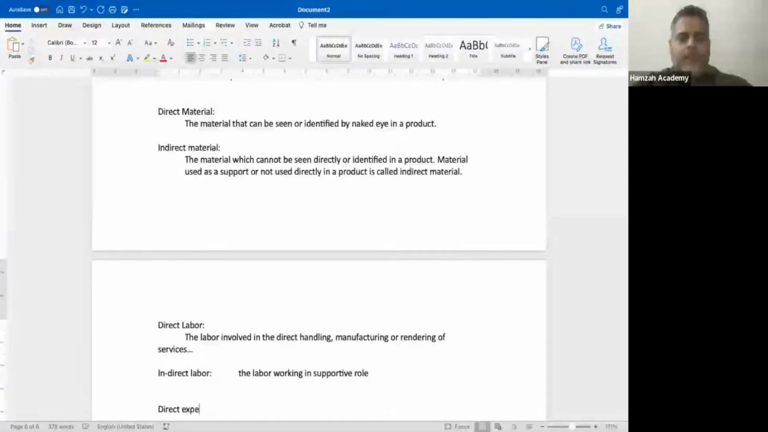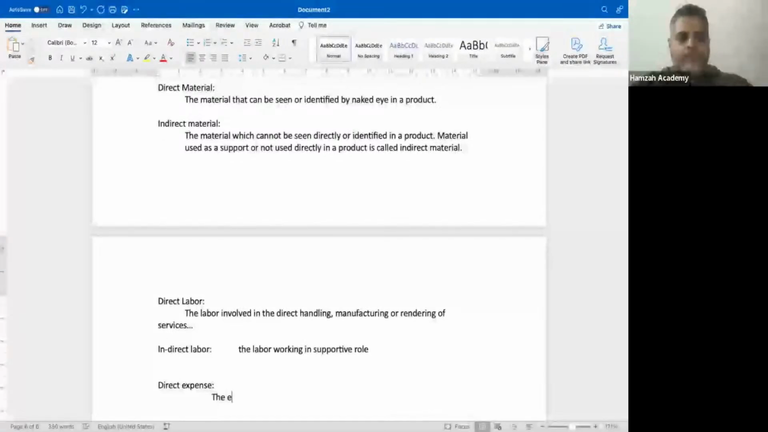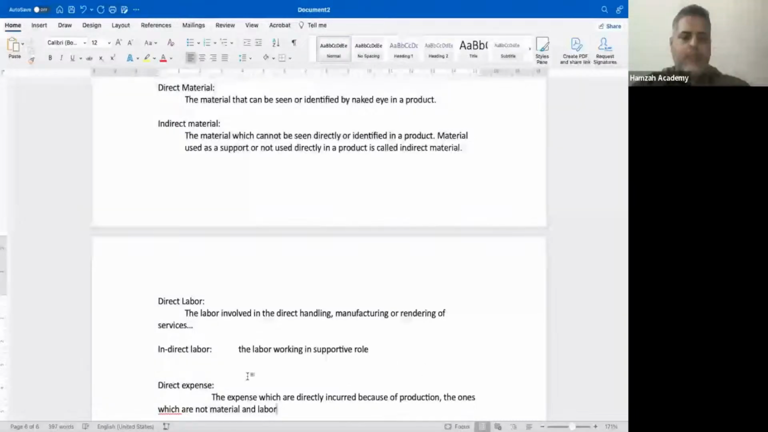Then we have the direct expenses. Direct expenses are the expenses which are directly incurred because of production, the ones which are not material and labor, right?